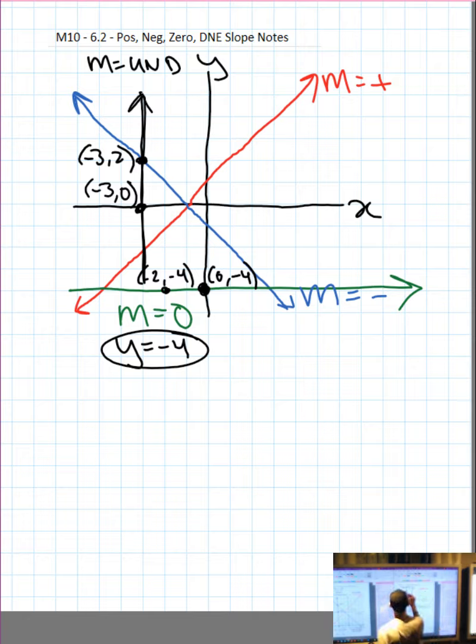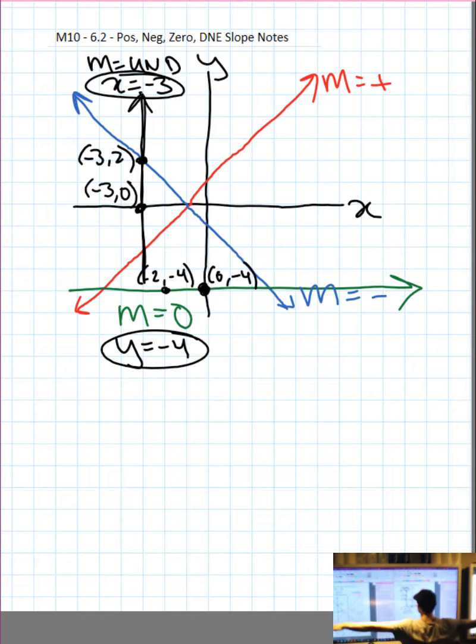What do you think the equation is? x equals -3, exactly what it is for both points. So vertical lines have an undefined slope. They don't have any y-intercepts. They only have one x-intercept. Horizontal lines have a slope of 0 with an equation y equals and only a y-intercept.